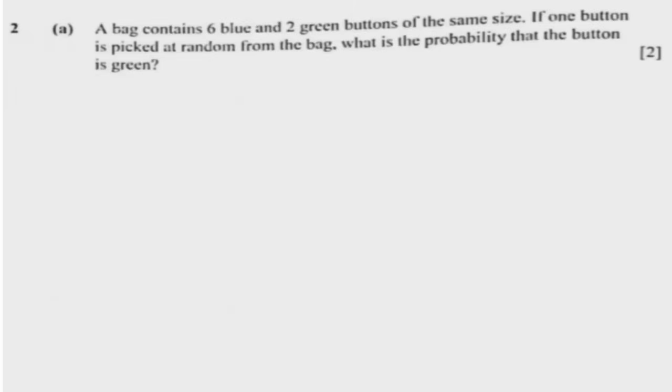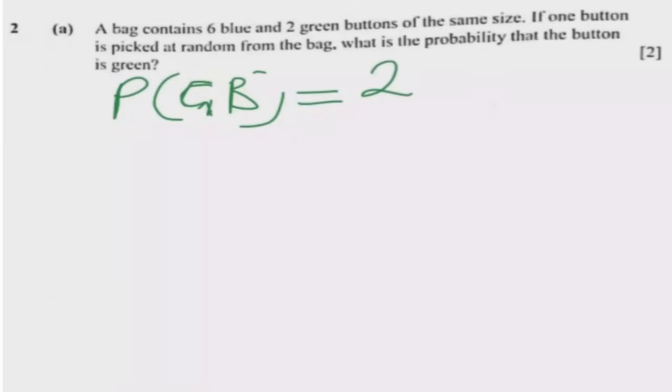Okay, so we can say probability of picking a green button is equal to, okay, so how many green buttons are in the bag? There are 2. Now how many buttons are all together in the bag? So we add 6 plus 2, which will give us 8. So there are 8 buttons in the bag. Now this is what I call raw probability. So what we need to do is just refine it and then we come up with the actual probability.